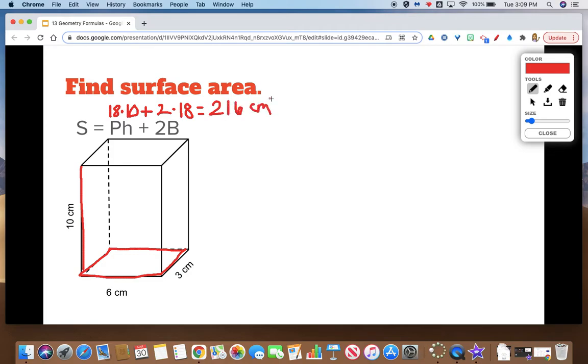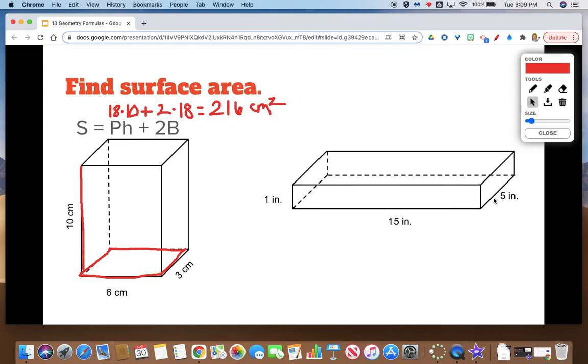Try this last one on your own, and I'm not going to give the answer. I want you to try this. It's on your paper, and we'll talk about the answer tomorrow in class. Press pause while you work and play when you're ready to continue.